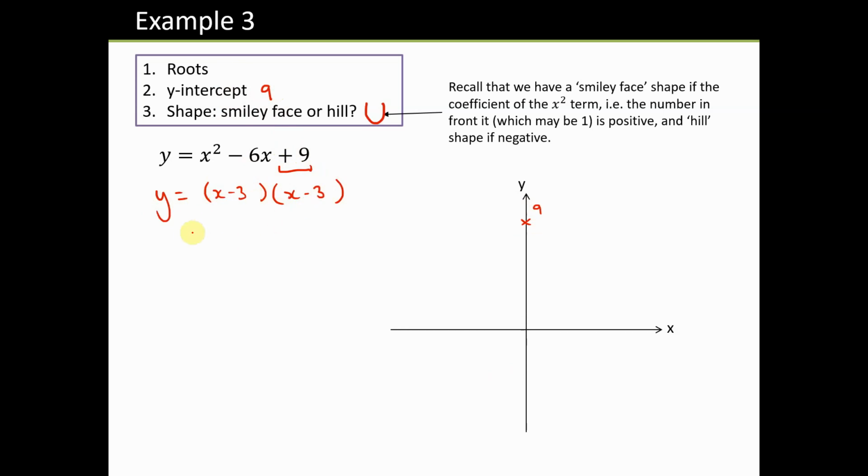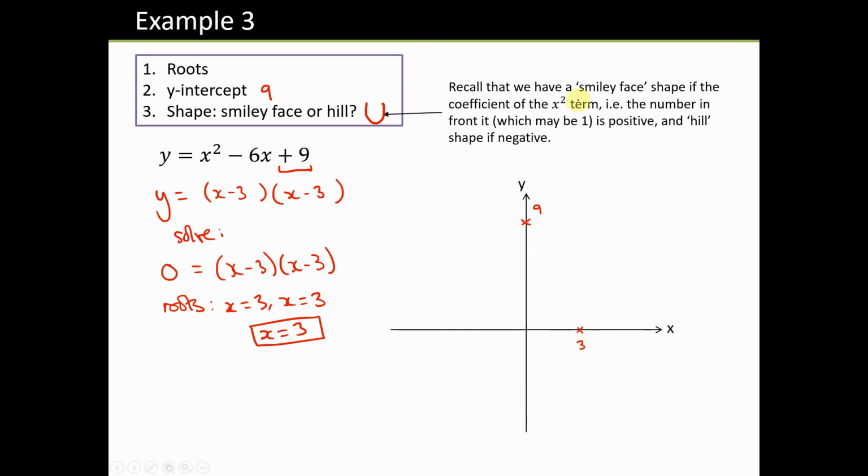So we might see something a little bit different here. We need to solve it. So 0 equals x minus 3, x minus 3. So my roots are x equals 3, x equals 3. Well, that's actually, we can just write that as x equals 3, can't we? Because we don't need to write it twice. And that is going to be here.